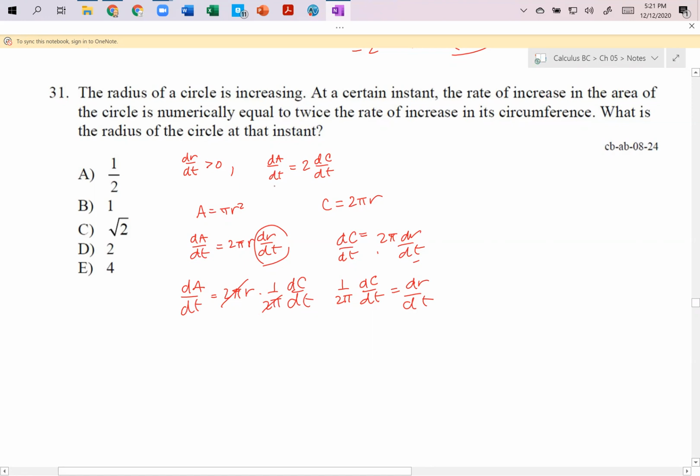Oh, here's another replacement we can do. dA/dt can get replaced with 2 dC/dt. So now I've got r times dC/dt is equal to 2 dC/dt. Those divide out. Oh, that means radius must be 2.